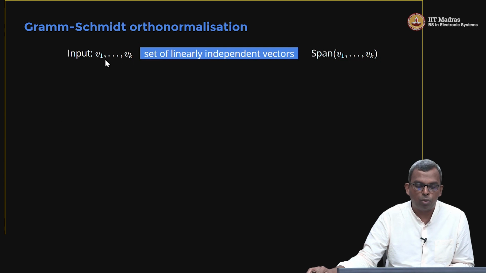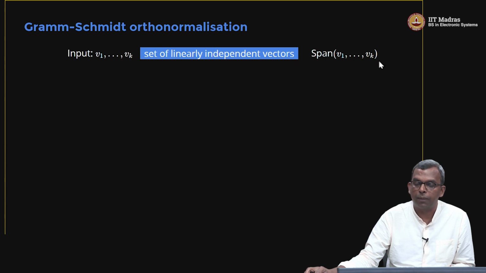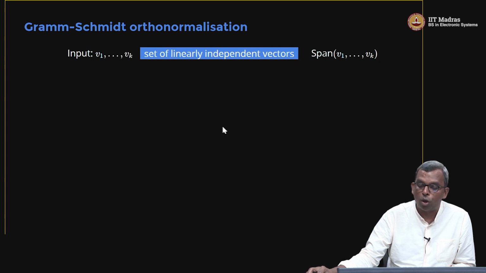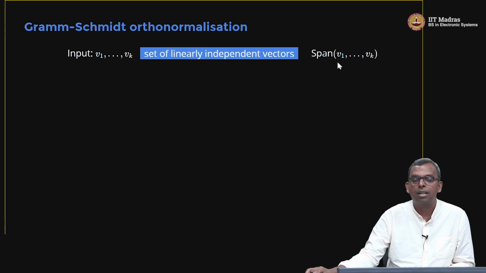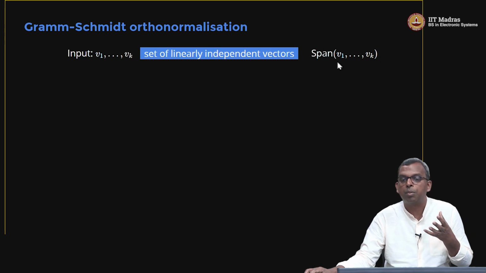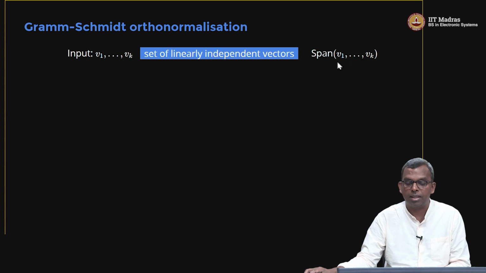So I have v1 to vk. These are a set of linearly independent vectors. They span some space, the span of v1 to vk. Can I find an orthonormal basis for this span of v1 to vk, starting with v1 to vk? Is there a process by which I can do that? In other words, the question I am asking is: does every subspace have an orthonormal basis? Is it true that I can find an orthonormal basis for any subspace?